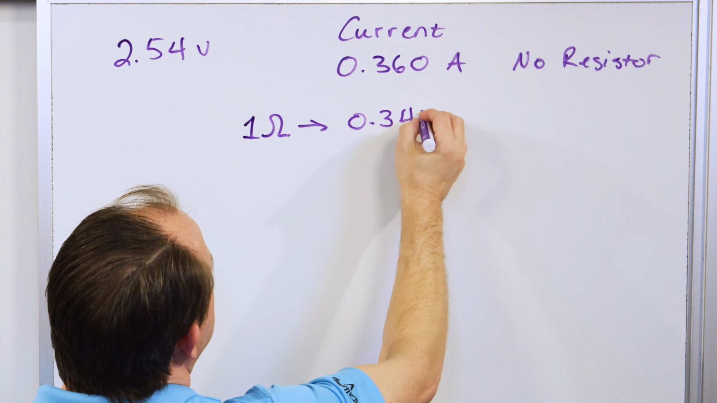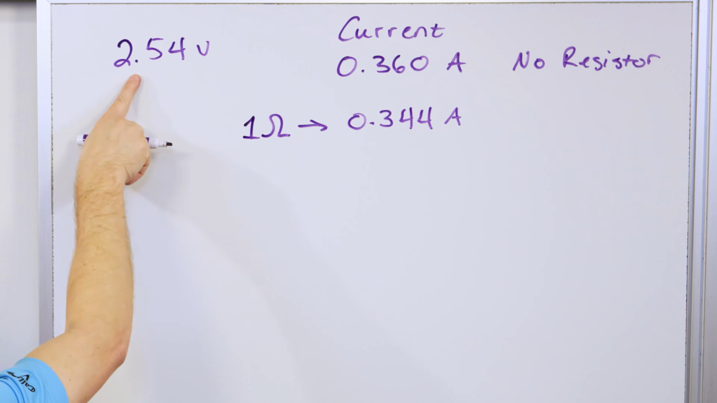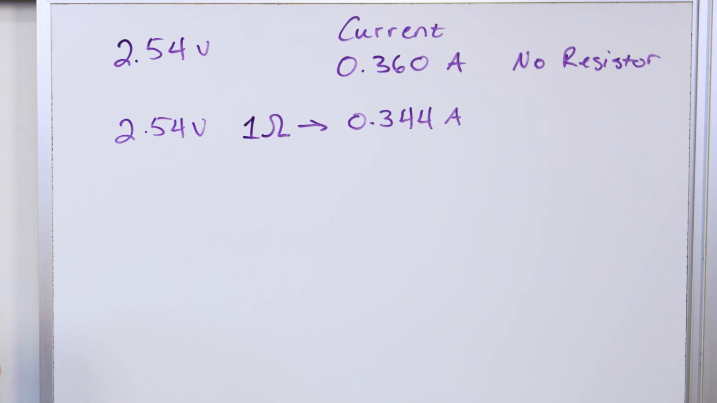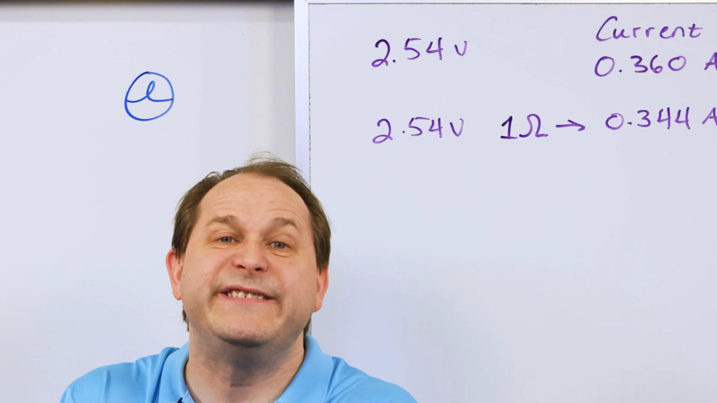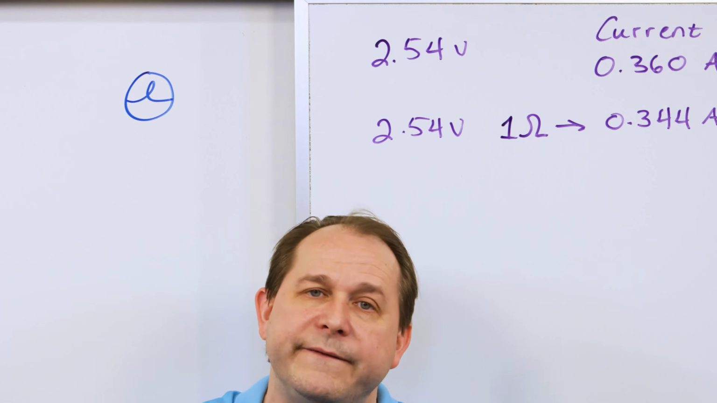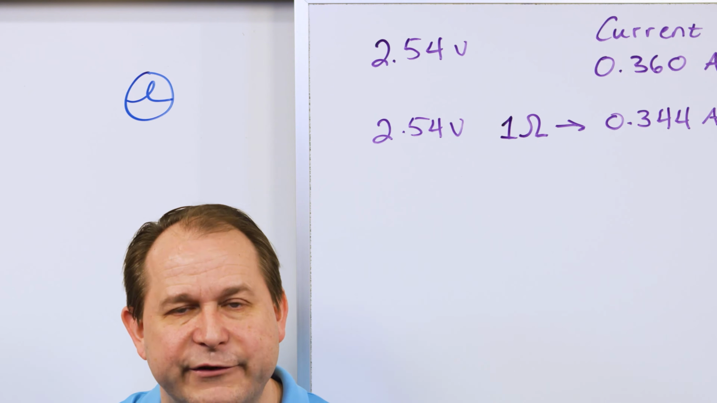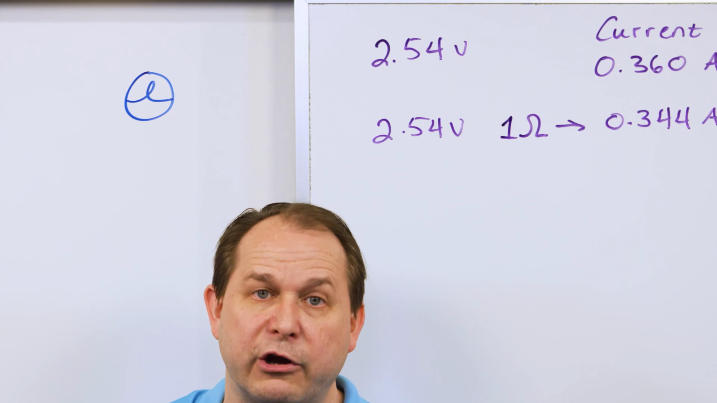0.344 amps. Now, the same exact voltage, 2.54 volts, leads to a lower current. Why is that? Because there's now a resistance in series. All of the electrons flow through the light bulb, but they also flow through the resistor. And that essentially chokes down the current to a lower value.